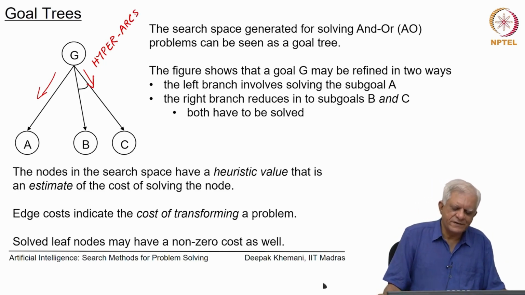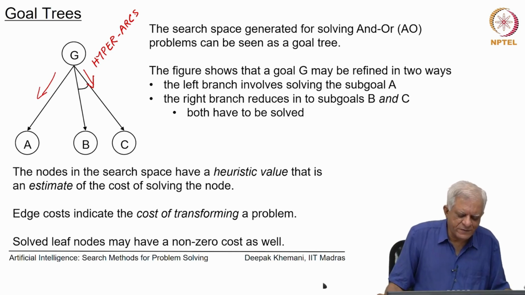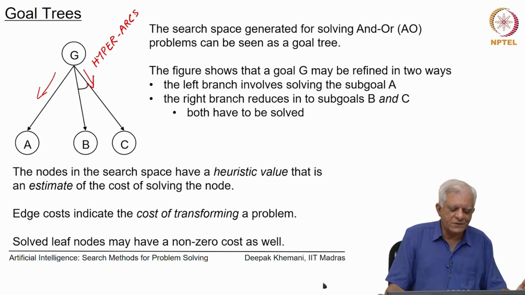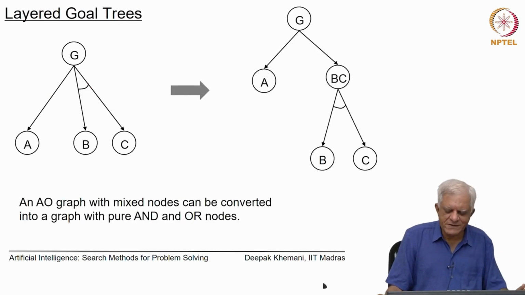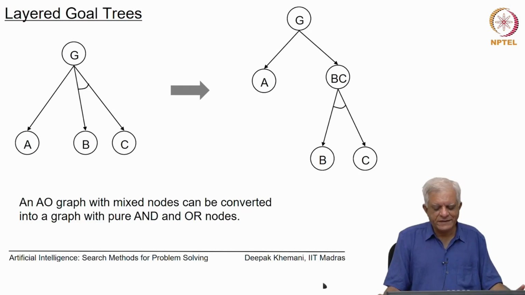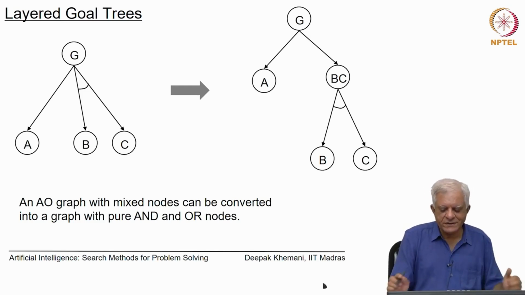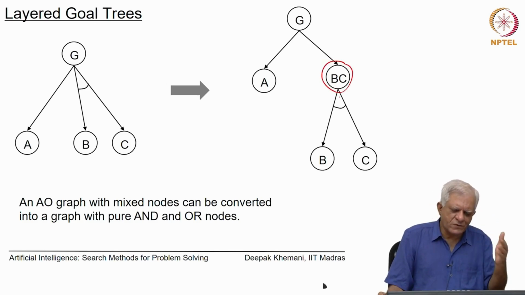If one is more comfortable, one can always break down a problem into a layered problem in which a node is either an OR node or an AND node. In this, we can't call G either OR or AND, or we can call it OR if we think of BC as a hyperarc. But we can also reduce it to something neater, where instead of BC we introduce a new node which we call BC, which itself is broken down further. If you do this, then you could have layered goal trees.